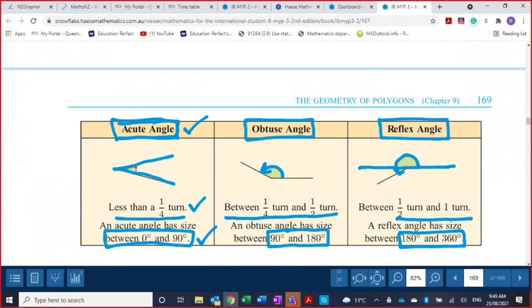So key phrases there. Oops, I forgot to do that. For obtuse, type of turn, measurement. For reflex angle, it's the name, what it means, and the measurements. So you see that the key parts are always the same. You just need to memorize which one is which.